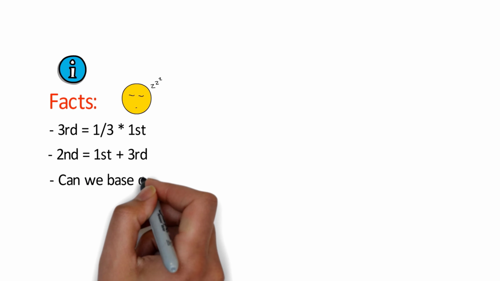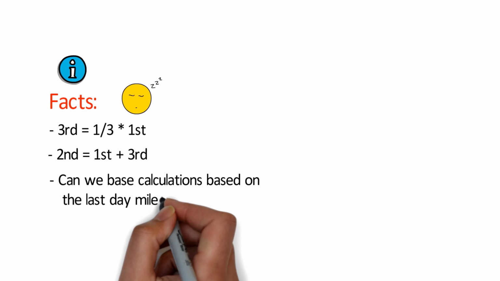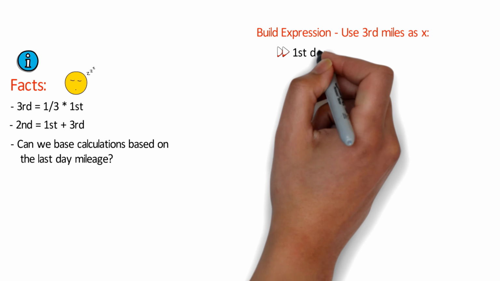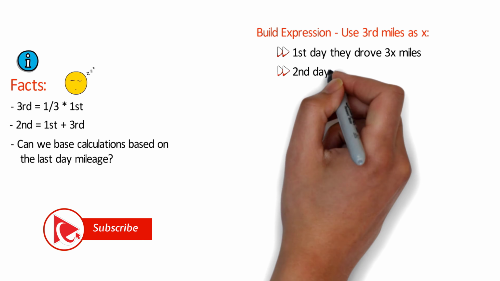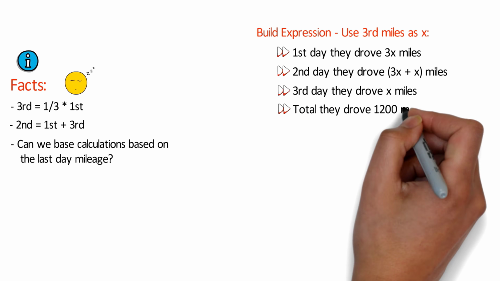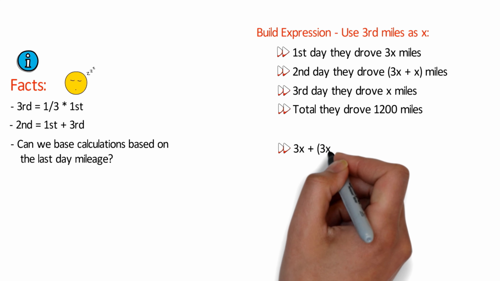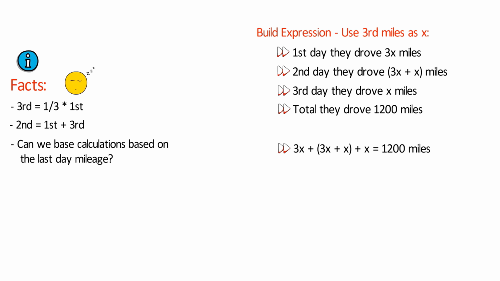So what's interesting here, can we base our calculations on the last day mileage? What I mean by that is, can we use the third day miles as x in the expression we're trying to build? Based on this information, on the first day, they drove 3x miles. On the second day, they drove 3x plus x miles. In total, they drove 1,200 miles. So now we can build an expression: 3x, in parentheses 3x plus x, and then plus an additional x equals 1,200 miles.